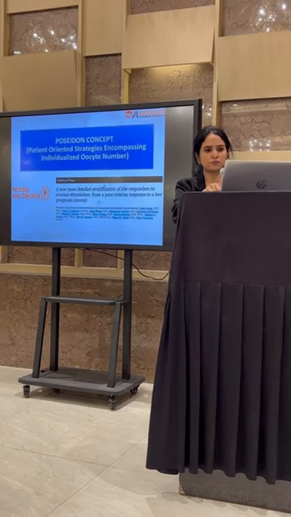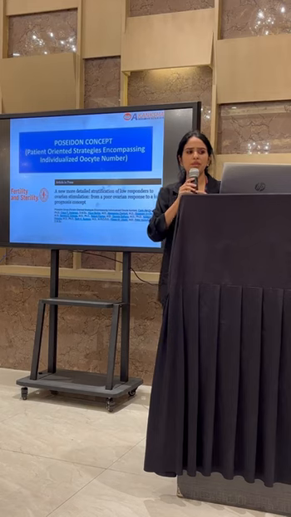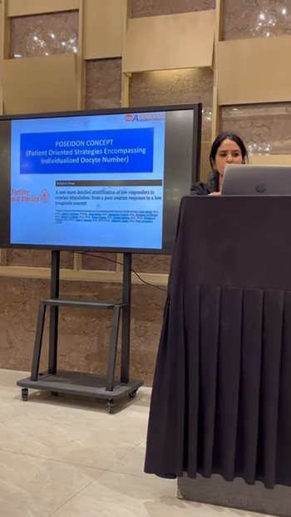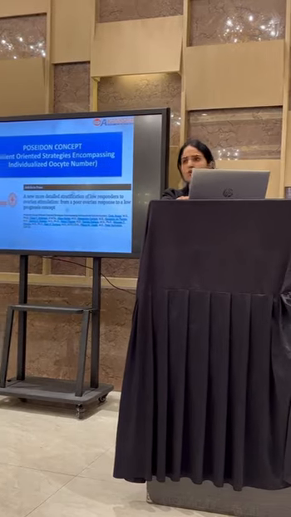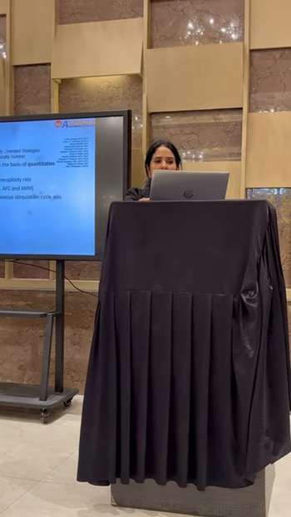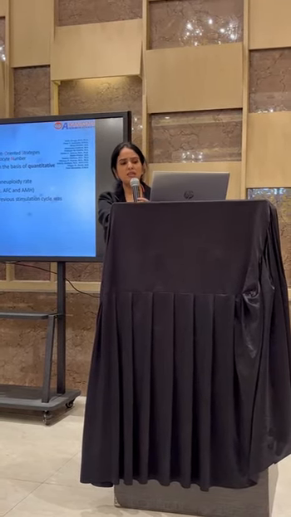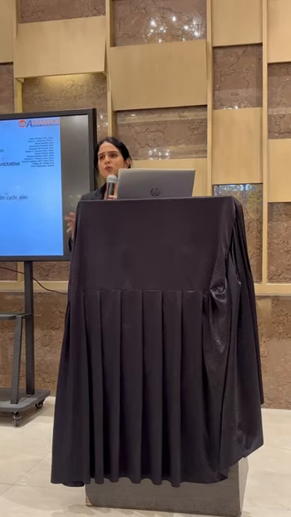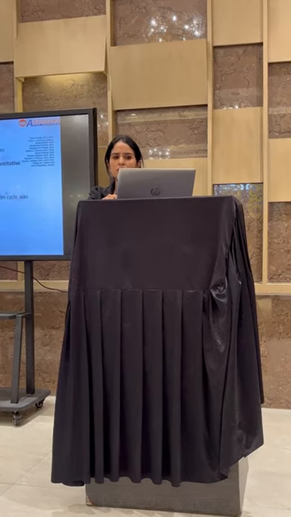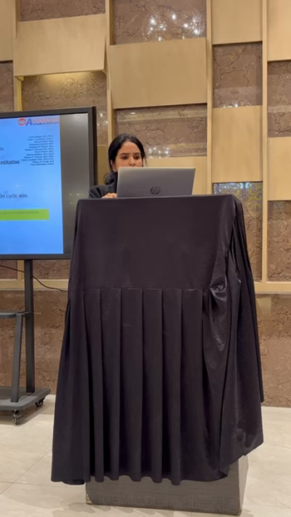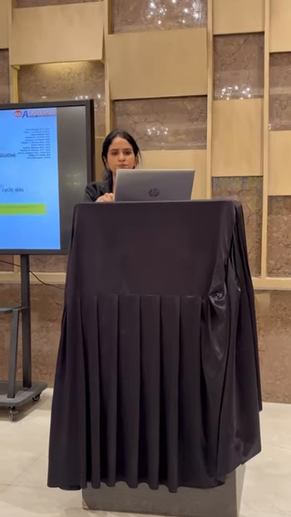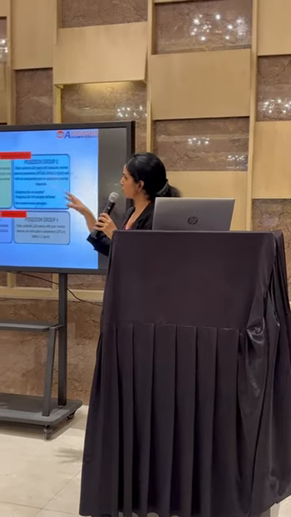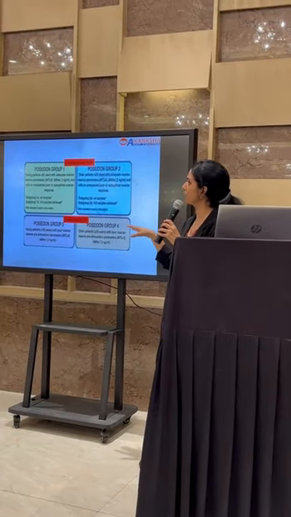Now, proceeding to the concept of patient-oriented strategies in encompassing the individualized oocyte number, the POSEIDON criteria. It is a new, more detailed stratification of low responders. It has 4 subgroups, and it involves age, expected aneuploidy rate, ovarian biomarkers, and ovarian response. POSEIDON has divided the poor responders into 4 categories.